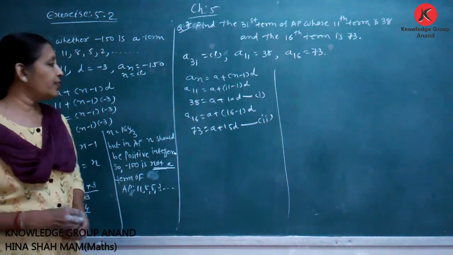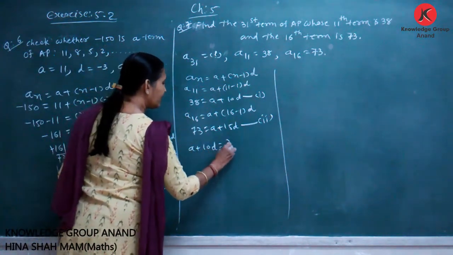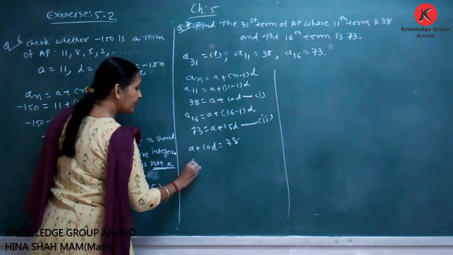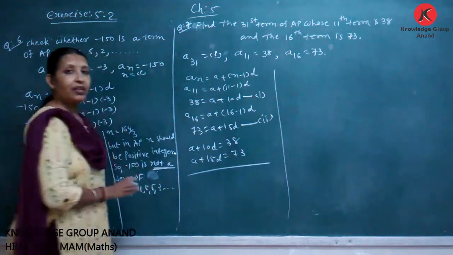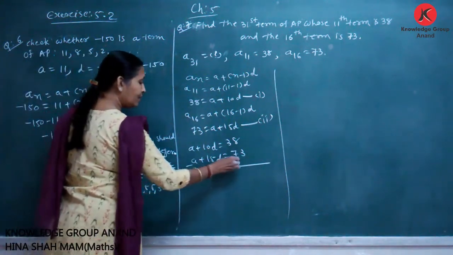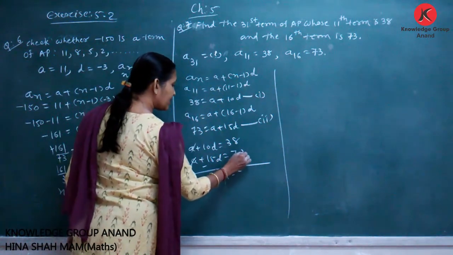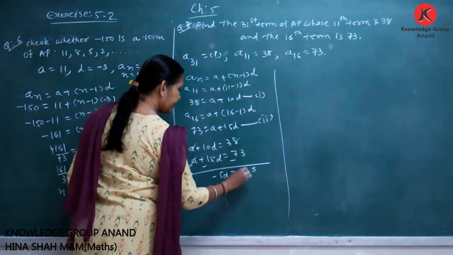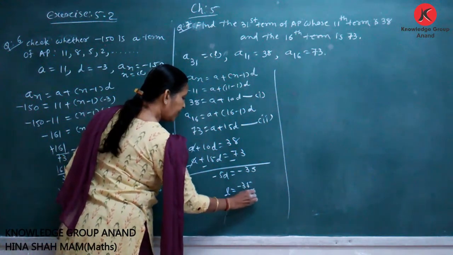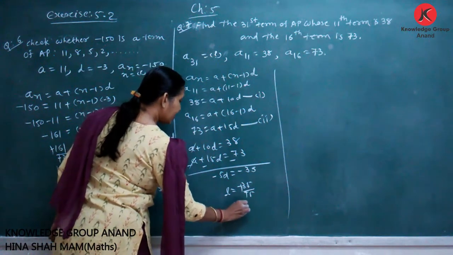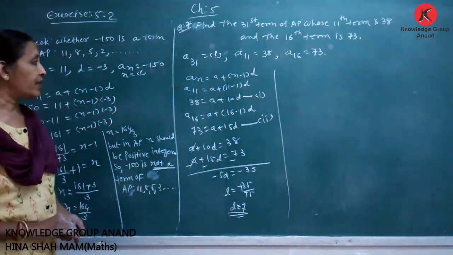Solving equations 1 and 2, we get: equation 1, a plus 10d is equal to 38, and second equation, a plus 15d is equal to 73. Solve these equations by elimination. Subtract them. Minus 35 is equal to minus 5d. d is equal to minus 35 upon minus 5. d is equal to 7.